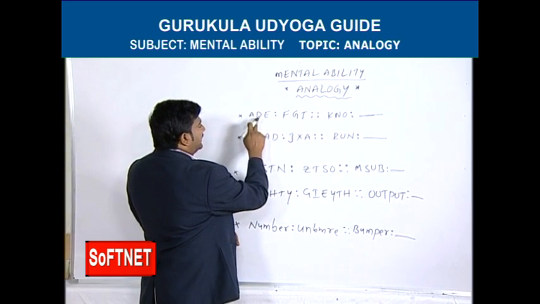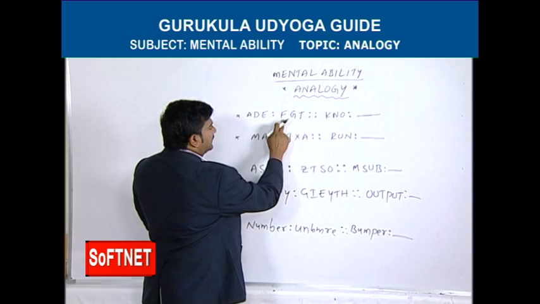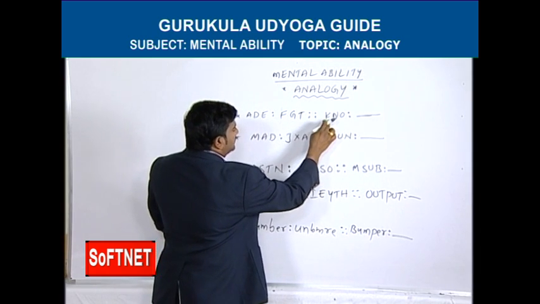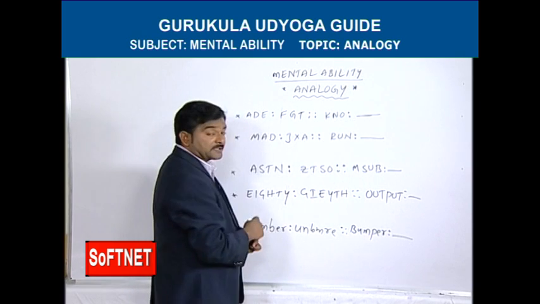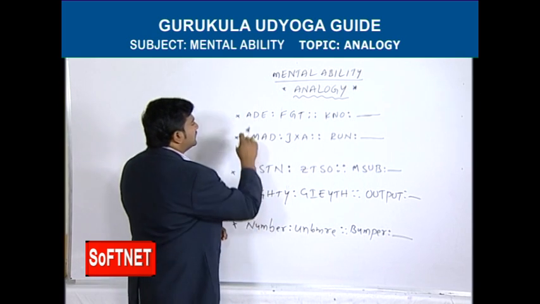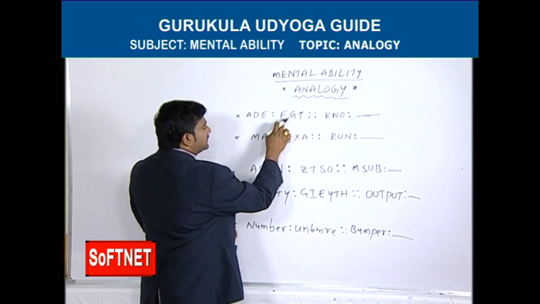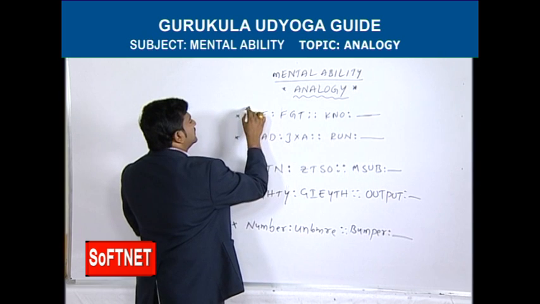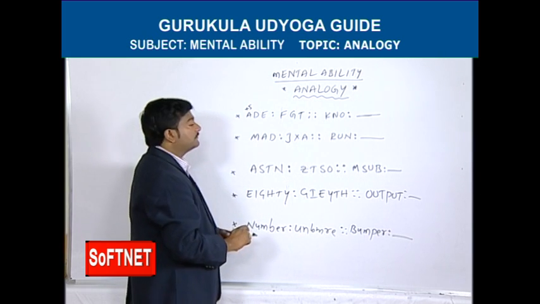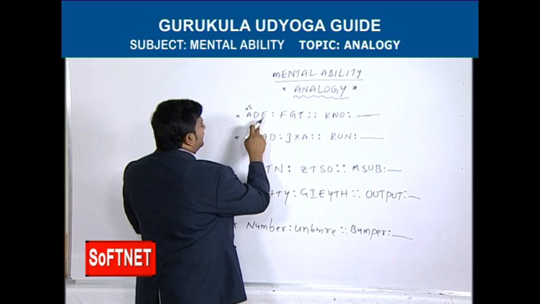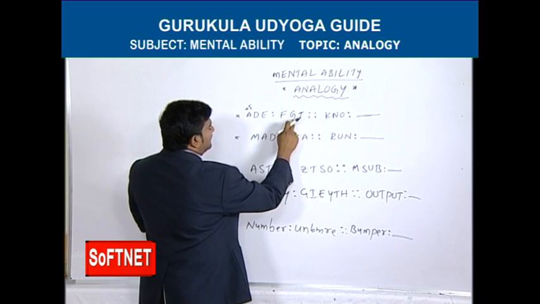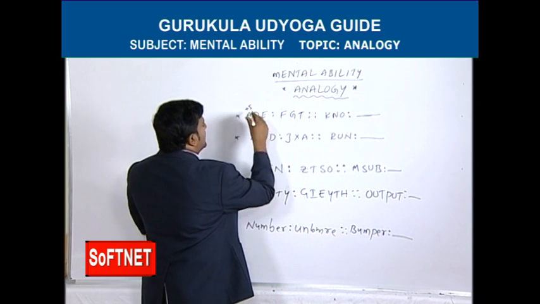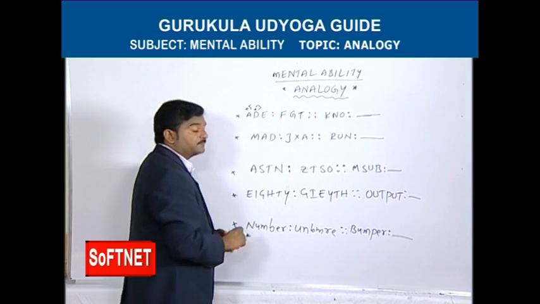ADE is to FGT as KNO is to dash. See, A is written as F. A is 1, F is 6. What does it mean? Simply he added plus 5. Similarly, D means 4, whereas G means 7. 4 is written as 7. What does it mean? Simply plus 3.